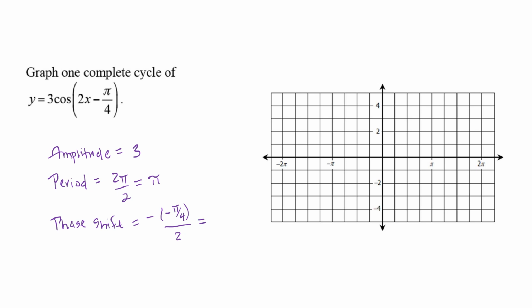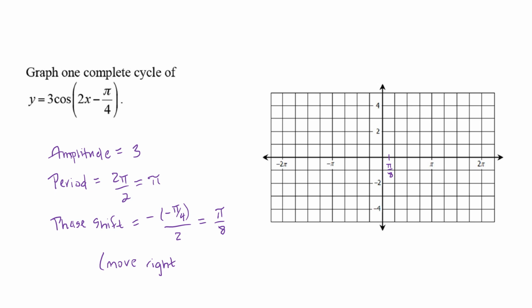All right, and that will equal pi over 8. So we're moving right. So we have a shift to the right by pi over 8. Since our graph goes by pi over 4, I know half of each unit is going to be pi over 8. So that means this half mark here will be pi over 8.